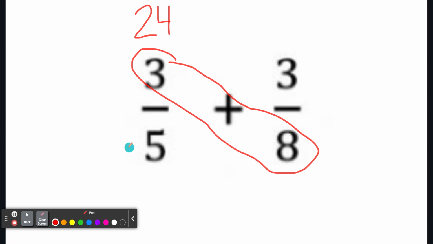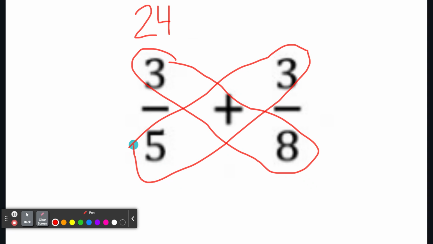And then we are going to multiply across in the other direction. This time multiplying 5 times 3. And what is 5 times 3, everyone? That's right, 5 times 3 is 15. What is the next step? That's right, you're going to add them together. 24 plus 15. When we add 24 plus 15, we get 39. You may have needed to write that on the side of your paper to ensure that you added correctly.